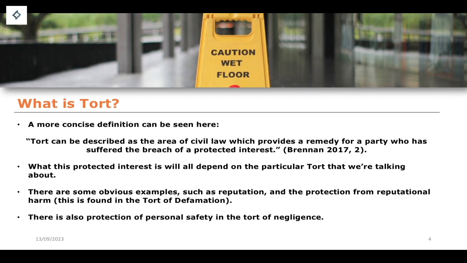And this is the tort of defamation, which is divided into both libel and slander laws. You also have protection of personal safety. That is a protected interest within the law of tort, and it is often covered by the tort of negligence. And we'll get to negligence in future lessons. Essentially, if somebody has a duty of care towards you, and they breach that duty of care such that the breach causes some kind of harm or damage to your personal safety, then you may have a claim within the tort of negligence.